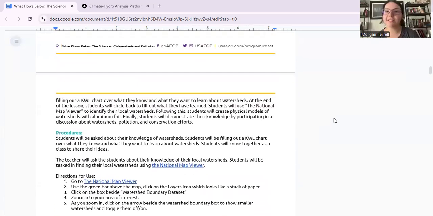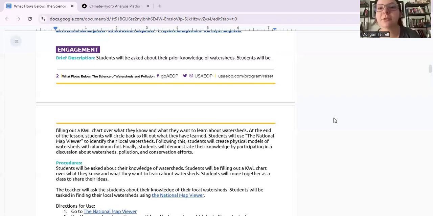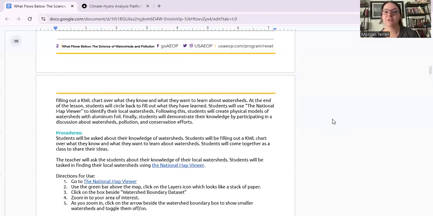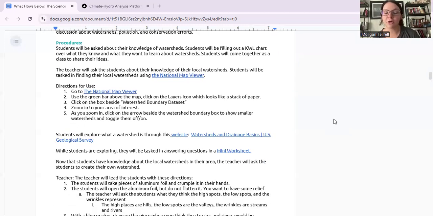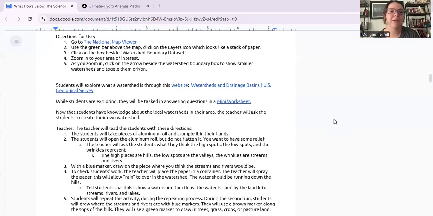So the first section is engagement. We want students to really dive into their knowledge about watersheds. So we have students fill out a KWL chart. After they've filled out that chart, they're going to locate their watershed on the National Map Viewer, and then they are going to model their watershed by making their own watershed with aluminum foil.